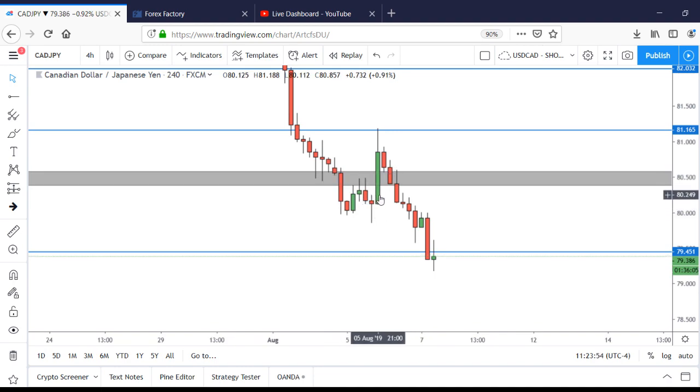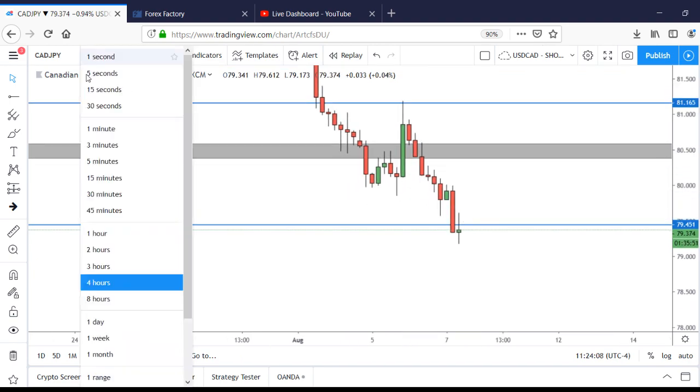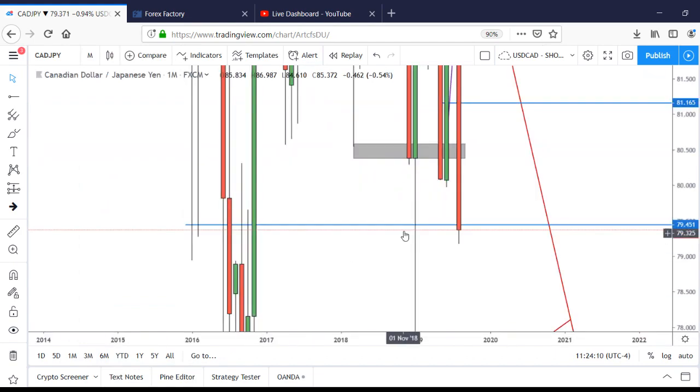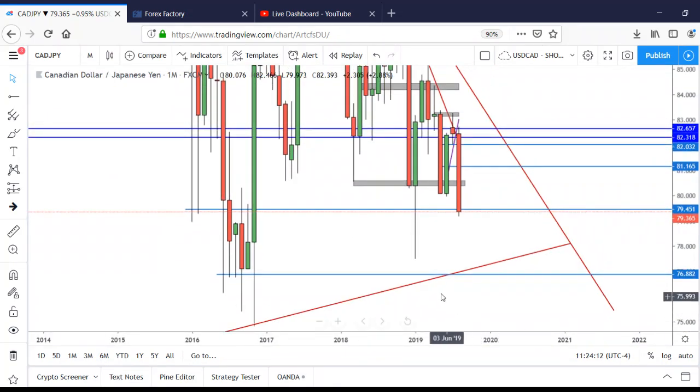So that wasn't an entry, but then we got a further push and a retest of this level of 81.165. I'll show you on the monthly. It's a support level, and then we did get these fat bearish candles to go short, and now we have a further entry on the weekly. We can see, looking to the left, this level 79.451. We're sitting on it right now.